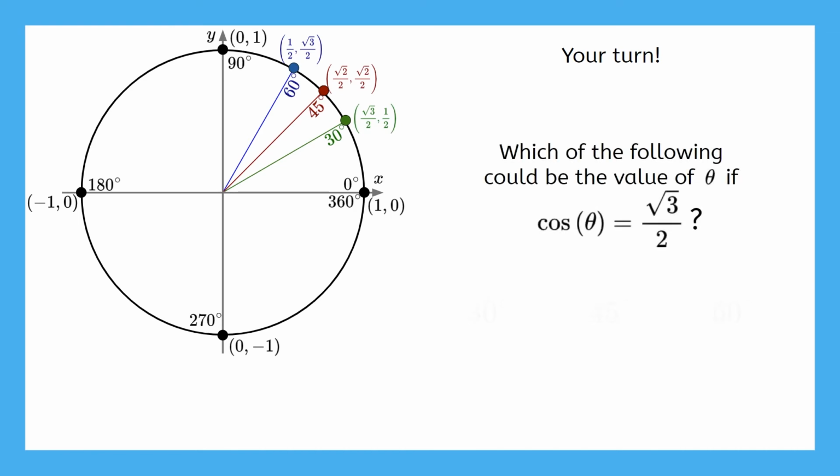Which of the following could be the value of theta if the cosine of theta equals the square root of 3 over 2? 30 degrees, 45 degrees, or 60 degrees? Pause the video now and see if you can figure this one out.